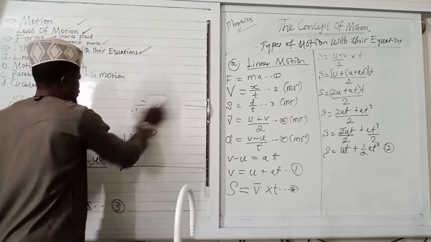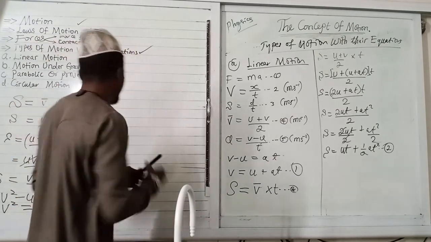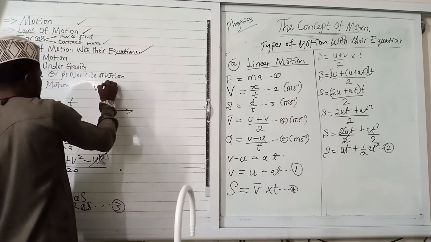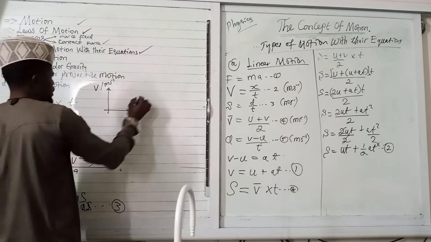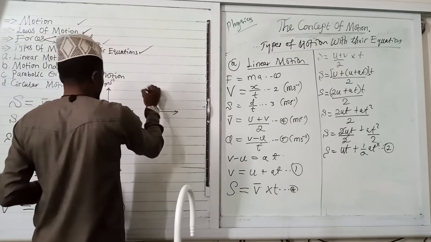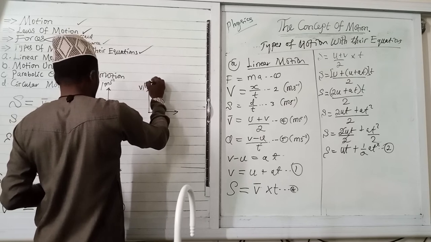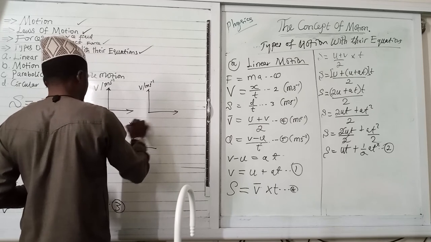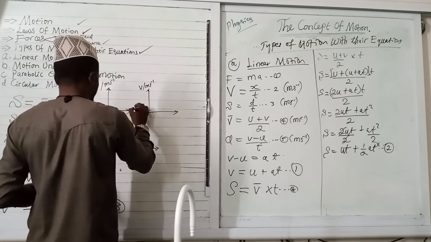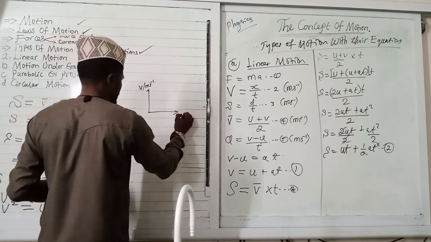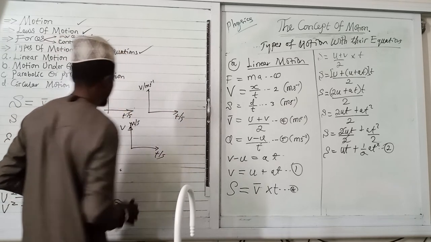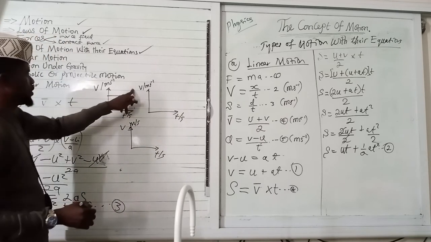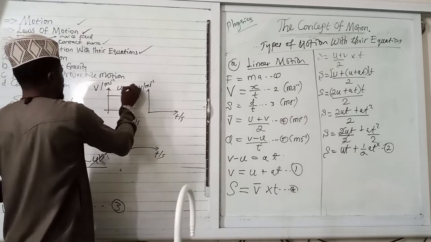Quickly, you have to know that some graphs are very, very important. One of them, just the graph of V in meters per second, something like this, and then another one, something like this, in meters per second. Here is your time in seconds. This graph simply means the body is moving with constant velocity. And so your U in this case is 0.